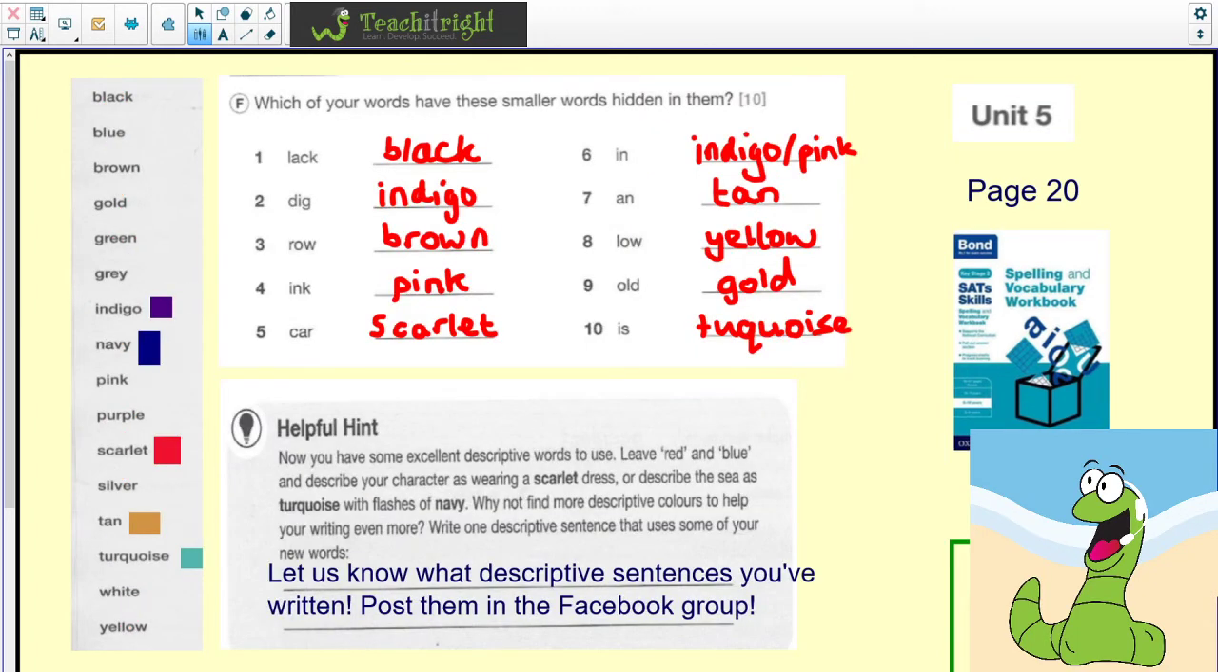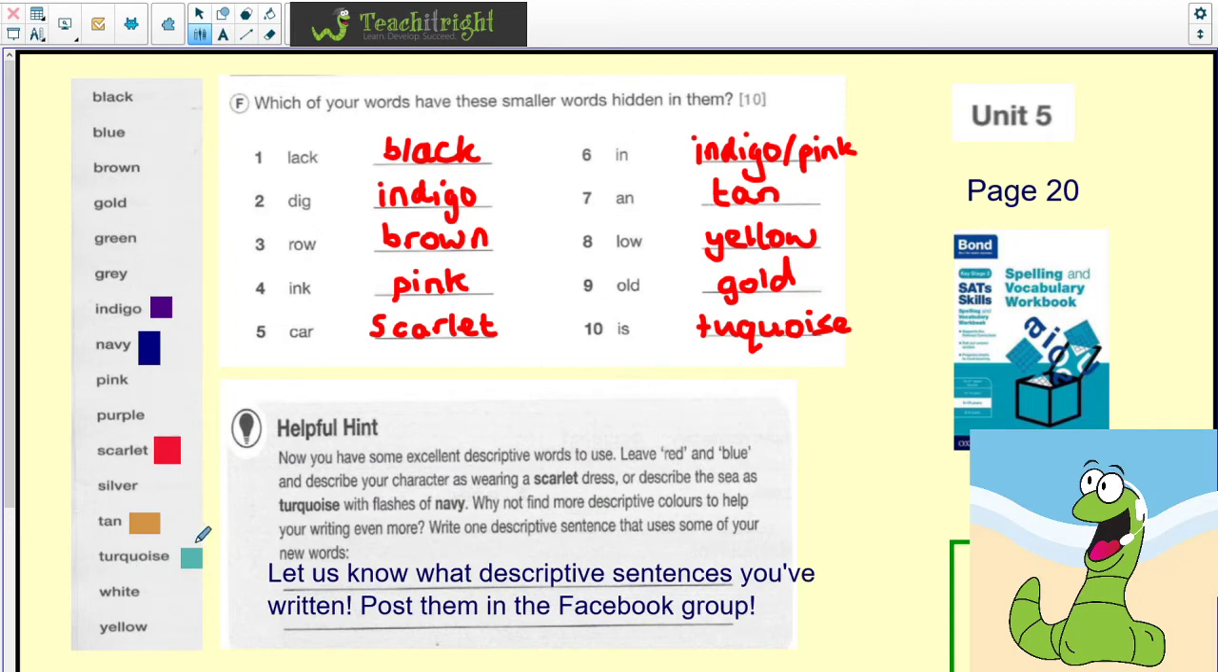Which of your words have these smaller words hidden in them? So we've got lack, dig, row, ink, car, in and low, old and is. And all of those colours have got those words hidden inside. Just over here, I thought it would be a good idea to show you, indigo is kind of like a deep purple. Navy is a dark blue. Scarlet is a red. You might also know the colour crimson. Tan is sort of like a light brown colour.